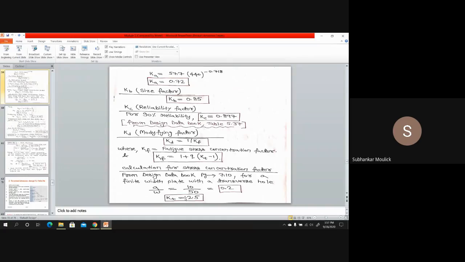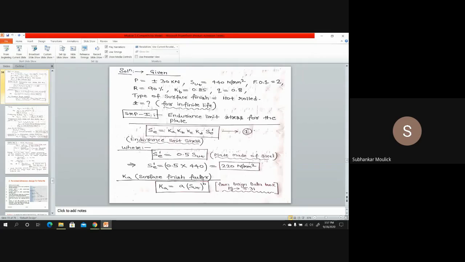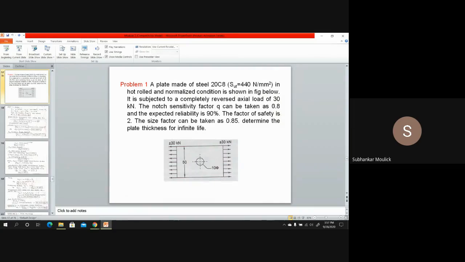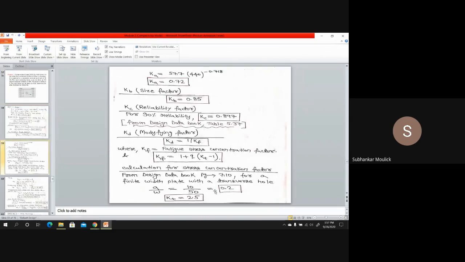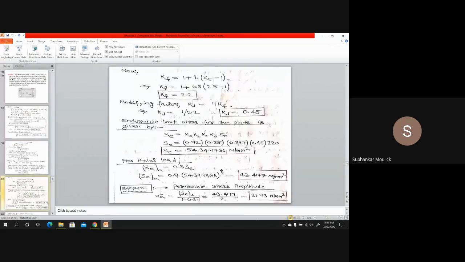So I got the value of Kt. I can use this expression and get the value of Kf. So Kf will be equal to 1 plus q, q is 0.8, in bracket Kt minus 1, that is 2.5 minus 1. So you will get the value of Kf, that is the fatigue stress concentration factor, to be 2.2. Now, what is Kd? Kd is just the reciprocal of Kf, that is 1 by Kf. So 1 by 2.2, and Kd comes out to be 0.45.